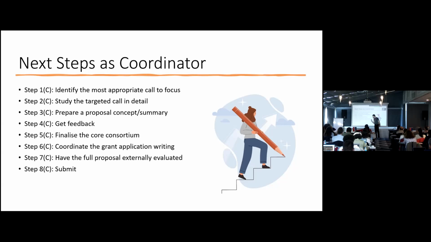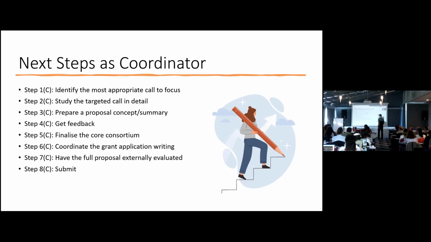Then we go to the next step, step 6, where we coordinate the grant application writing. As a coordinator, you don't write the whole proposal. I know that in most cases you are writing the whole proposal if you are a coordinator, but this is not the best practice. The best practice is to have the proper team, we will see that, on board and delegate according to their experiences who writes what. And you are coordinating, you are doing the quality assurance of that.